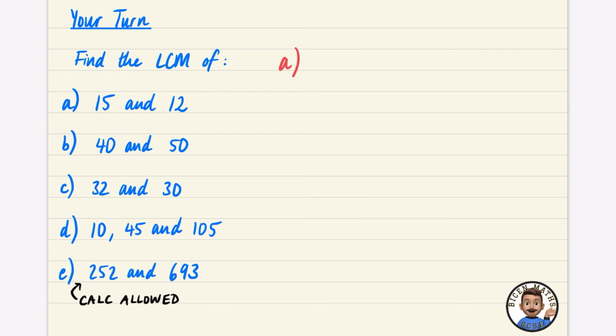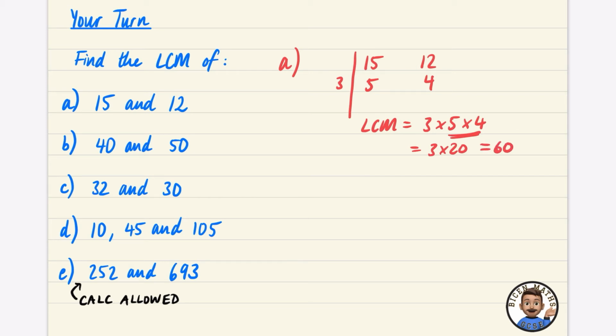So with 15 and 12, I probably just prefer the table method for this one. So I'm going to divide both of them by 3, and I can't go any further than that. So the lowest common multiple for 15 and 12 is 3 times 5 times 4. 5 times 4, I'll do these 2 bits first, is 20. So it's 3 times 20, which is 60. So the lowest common multiple of these is 60.